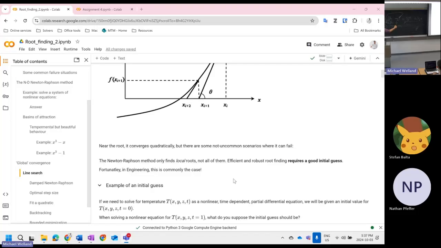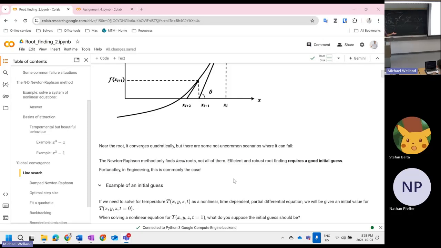Somebody give me an answer here. No? Come on. If you had to solve for the temperature field after 1 second, and you knew the temperature field in the beginning at 0 seconds, what should your initial guess be for the temperature field at 1 second? Your initial field, right?